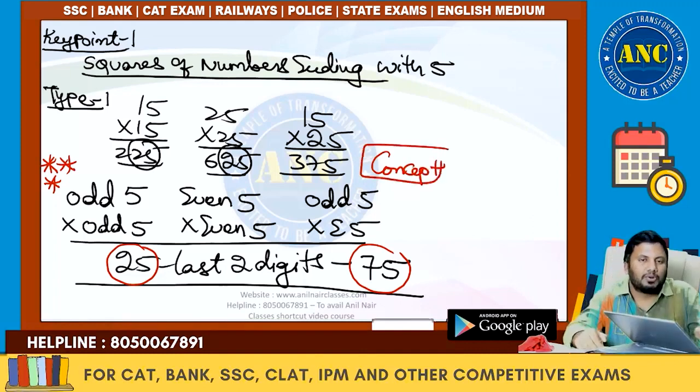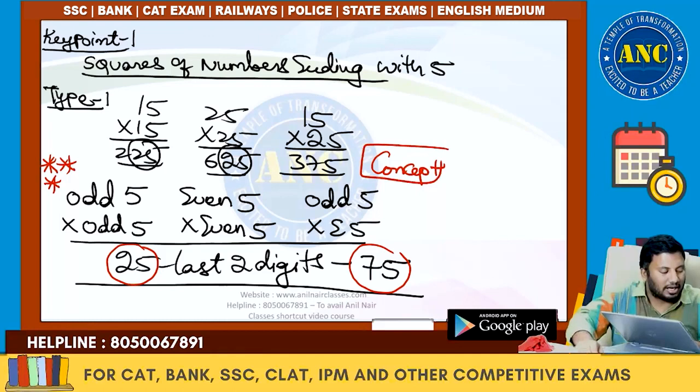Now, examples we will do, it should be extremely clear to you. Odd 5 into odd 5, 25. Even 5 into even 5, 25. Odd 5 into even 5, 75.